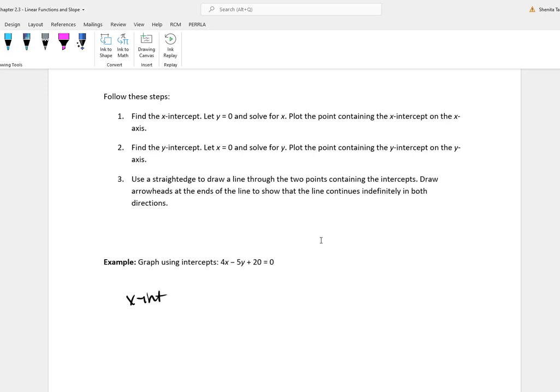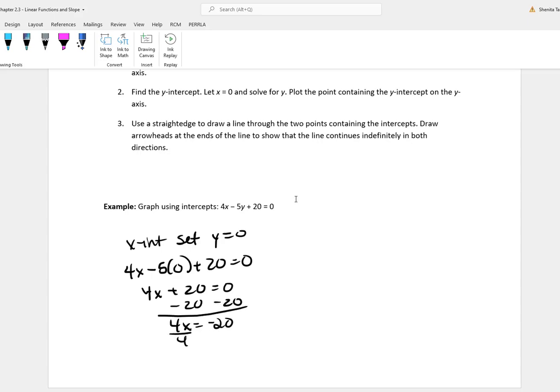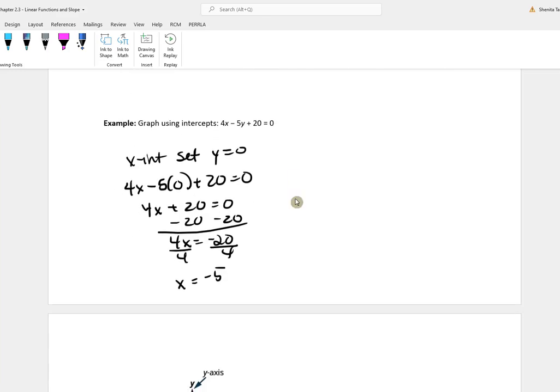Okay, so let's look at this first one. We're going to set y equal to 0 to figure out the x-intercept. So this will be 4x minus 5 times 0 plus 20 is equal to 0. This gives me 4x plus 20 equal to 0. Subtract 20 from both sides. I get 4x is equal to negative 20. To get x by itself, divide everything by 4. I get x is equal to negative 5. So my x-intercept is the point negative 5, 0.